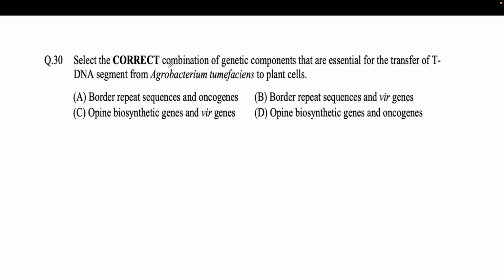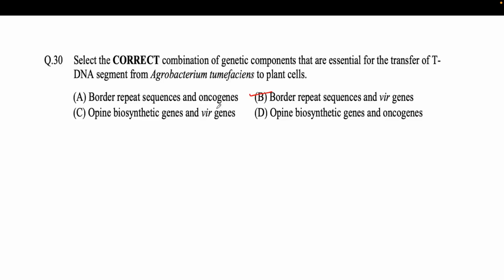Select the correct combination of genetic components that are essential for the transfer of tDNA segment from agrobacterium tumefaciens to plant cell. What will be the correct answer? Border repeat sequence and oncogenes, border repeat sequence and VIR genes, opine biosynthetic genes and VIR genes, opine biosynthetic genes and oncogenes. What will be the correct combination? Yes, B option is correct.